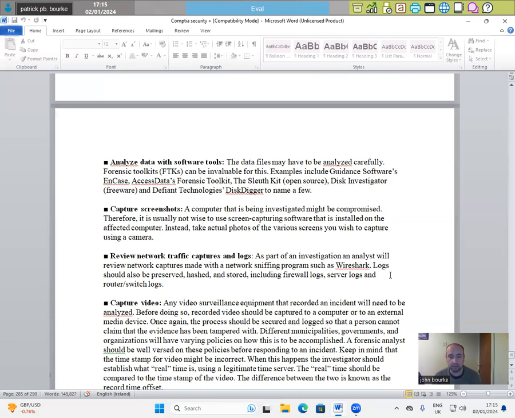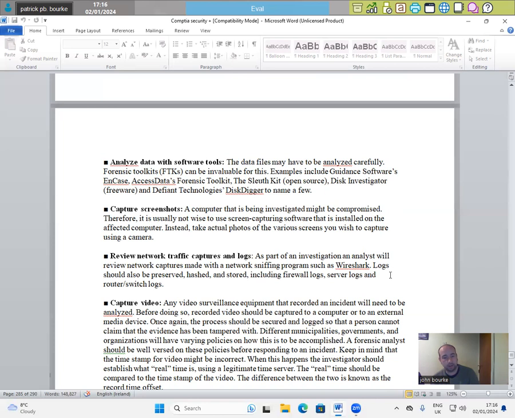Examples include Guidance Software EnCase, AccessData Forensic Toolkit, The Sleuth Kit (open source), Disk Investigator (freeware), and Defined Technologies Disk Digger, to name a few. Capture screenshots. A computer that is being investigated might be compromised. Therefore, it is usually not wise to use screen capturing software that is installed on the affected computer. Instead, take an actual photo of the various screens you wish to capture using a camera.